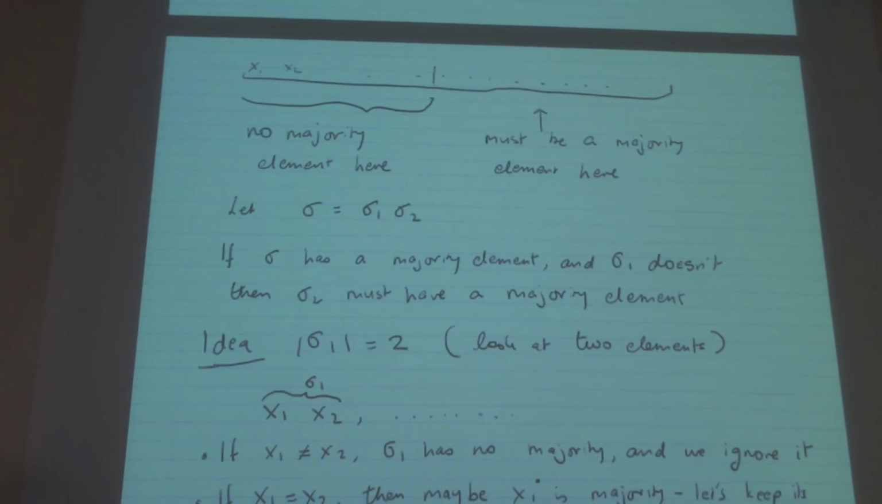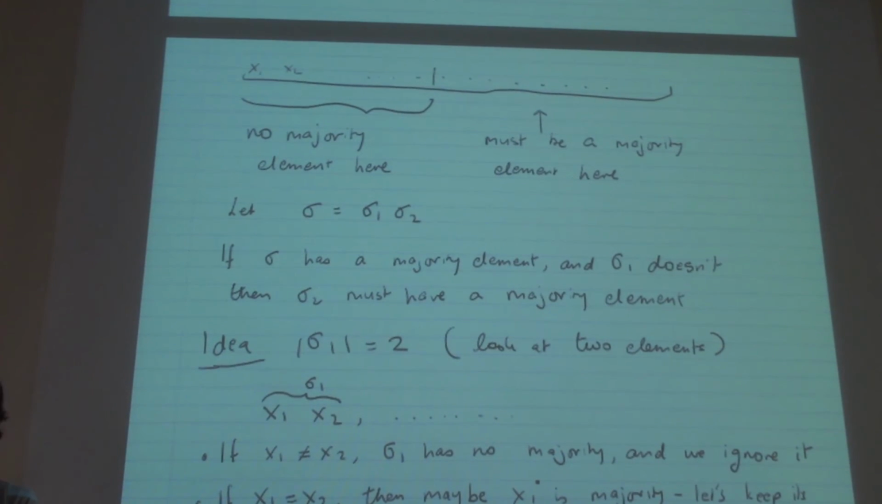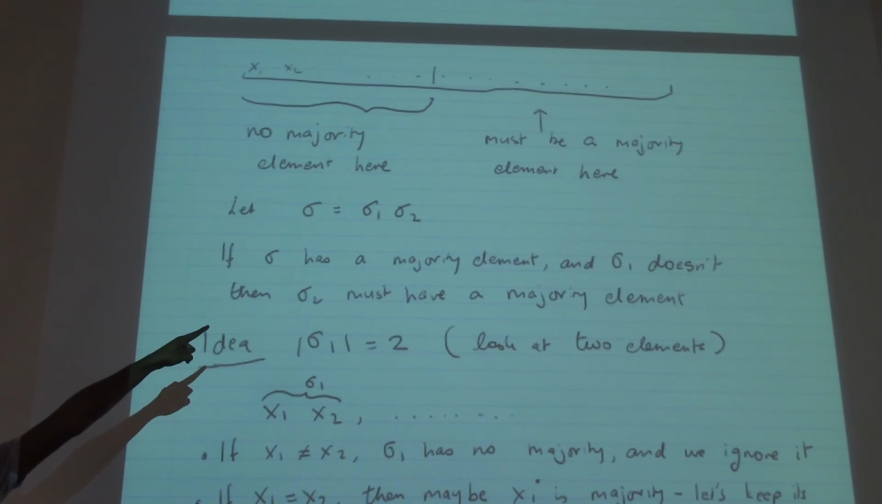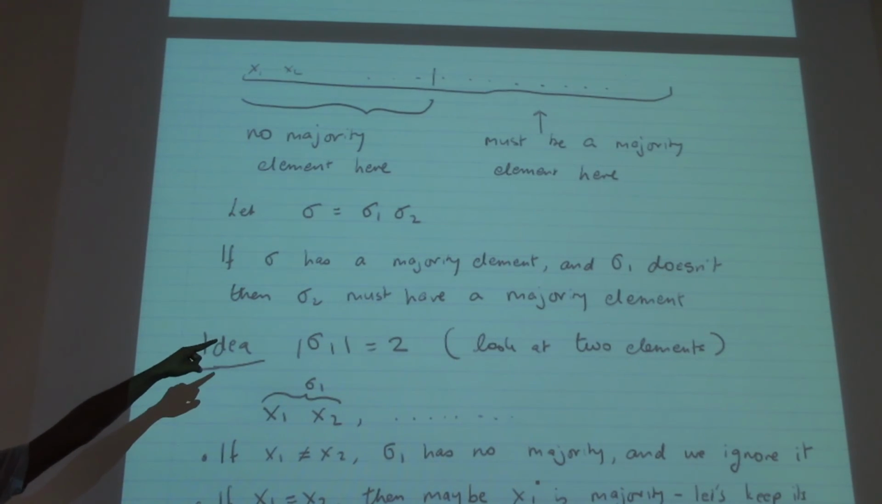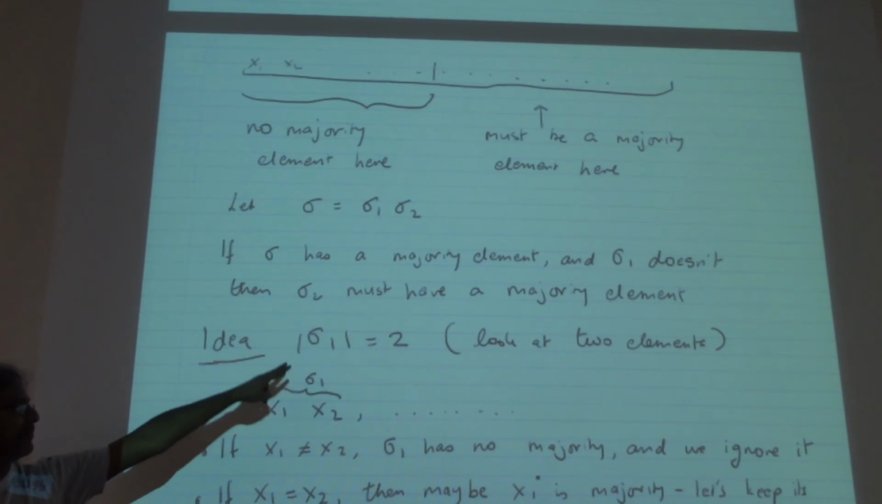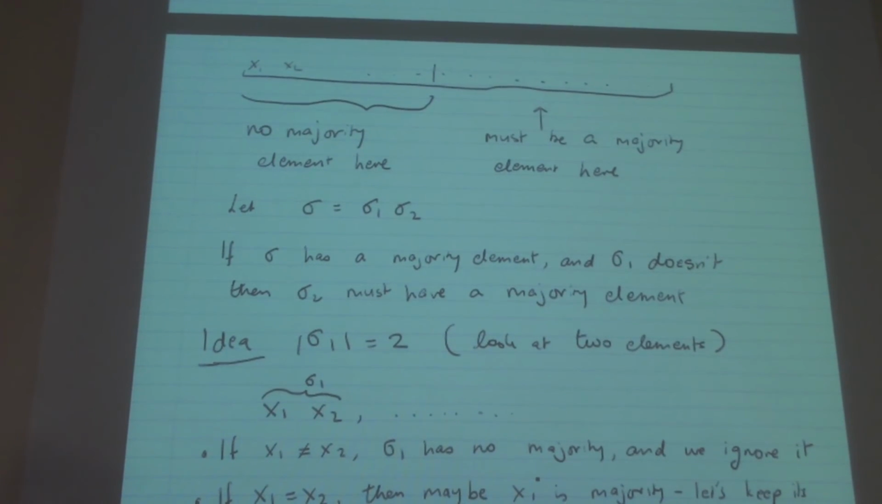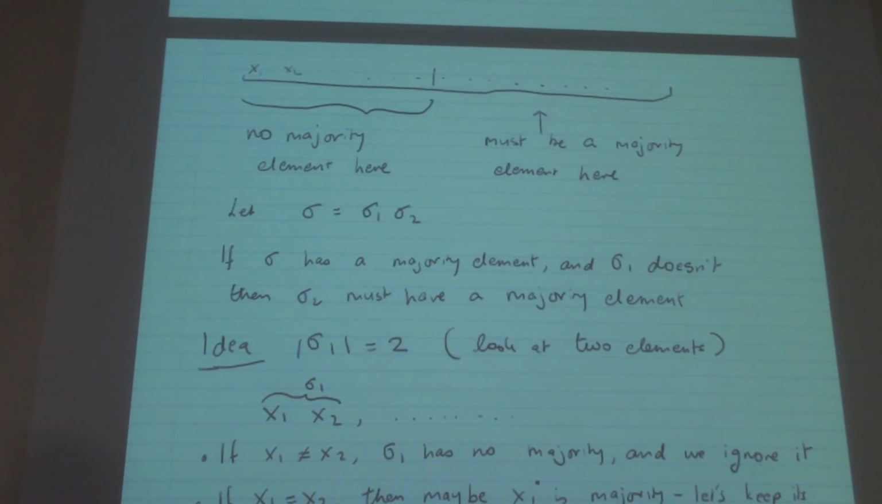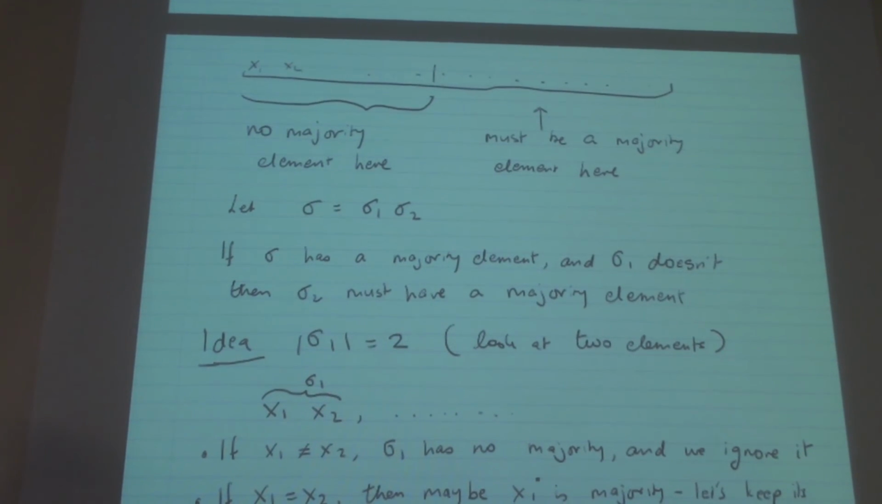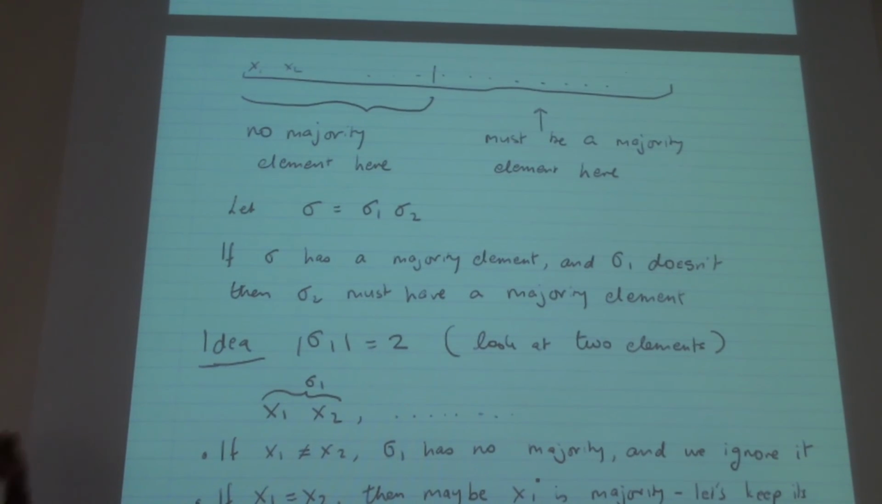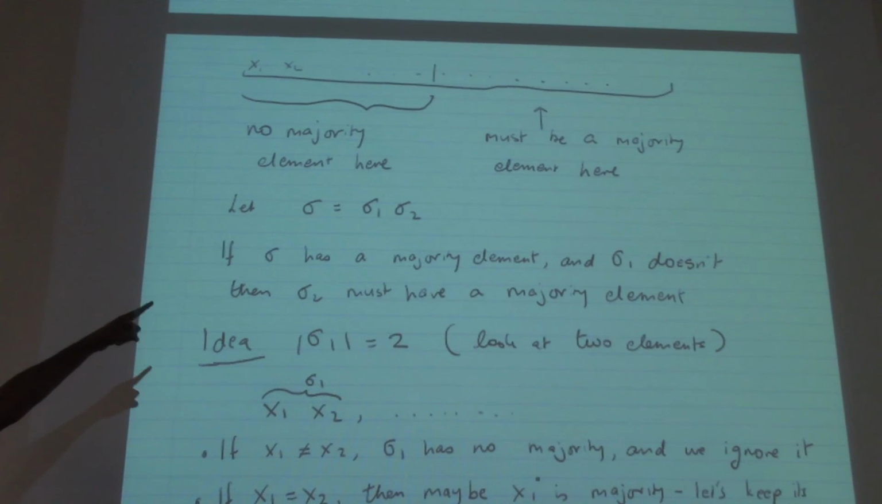So if I have a sequence, and I know that sigma is a majority element, and sigma 1 doesn't have it, then sigma 2 must have a majority element. The key point here, which a couple of you were alluding to, is that sigma 1 can be of length 2. This is true for any sigma 1. Imagine I have just 2 elements in the first set. If I take a 2 element sequence, can I tell if it's a majority or not? Well, if it's the same element occurring twice, then yes, it's a majority. If it's not, then it isn't.